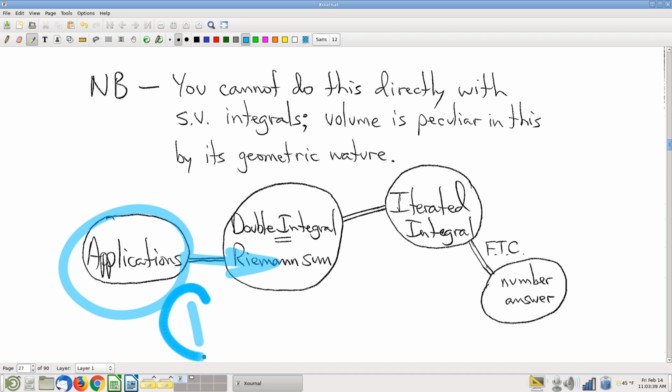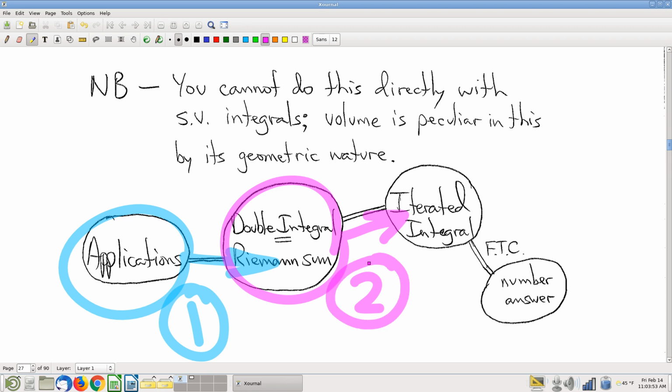Next, you argue that your Riemann sum, aka double integral, can be rewritten as an iterated integral. That's number 2. And then number 3, that iterated integral you can compute with the good old fundamental theorem of calculus to get a numerical answer that you can actually do business with. So, a 3-step process. Everybody on board?